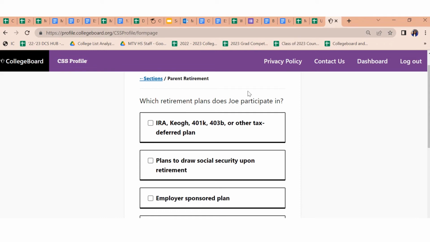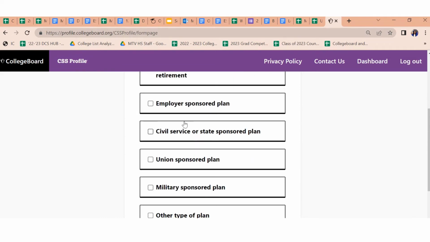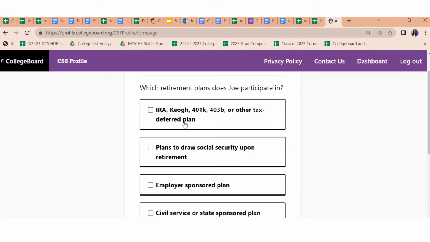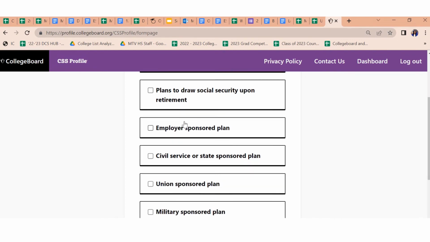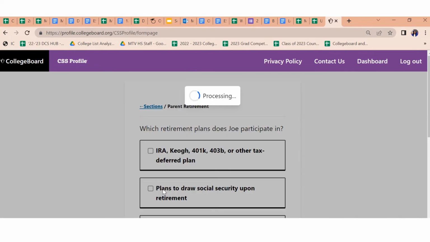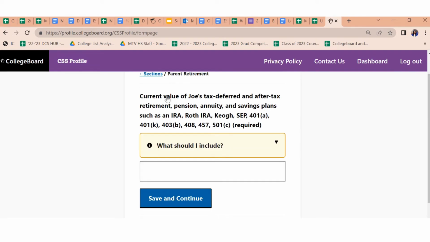Which retirement plans does this parent participate in? You can skip this, but you are going to have to indicate amounts in future questions. So you can skip this to avoid any unnecessary errors, but we will indicate amounts here. This question is asking, what is the current value of this parent's tax-deferred and after-tax retirement, pension, annuity, and savings plans, such as these?